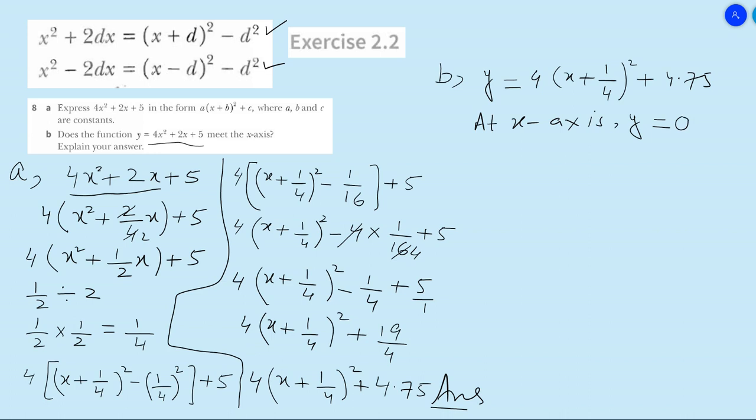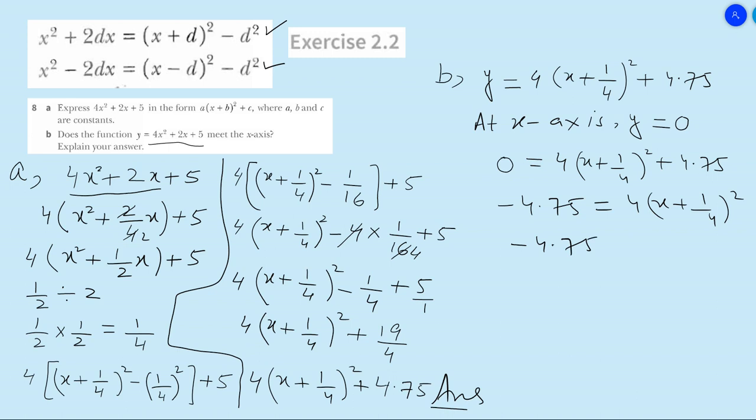So if we put y equal to 0 in this function, we will get 0 = 4(x + 1/4)² + 4.75. If we transfer this 4.75 to the other side, it will be minus 4.75. So 4(x + 1/4)². This 4 is multiplied over here, so it should divide on this side. So -4.75/4 = (x + 1/4)².